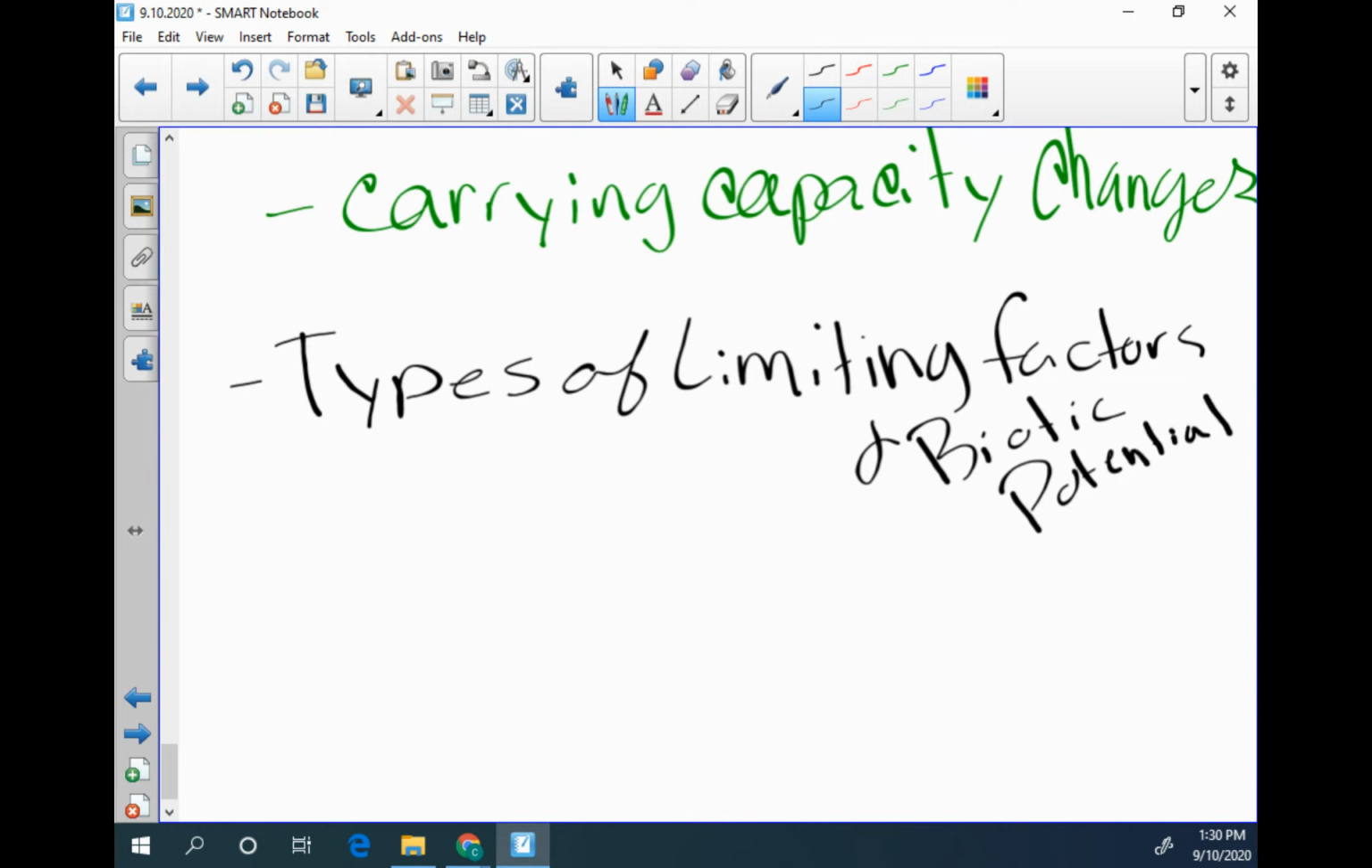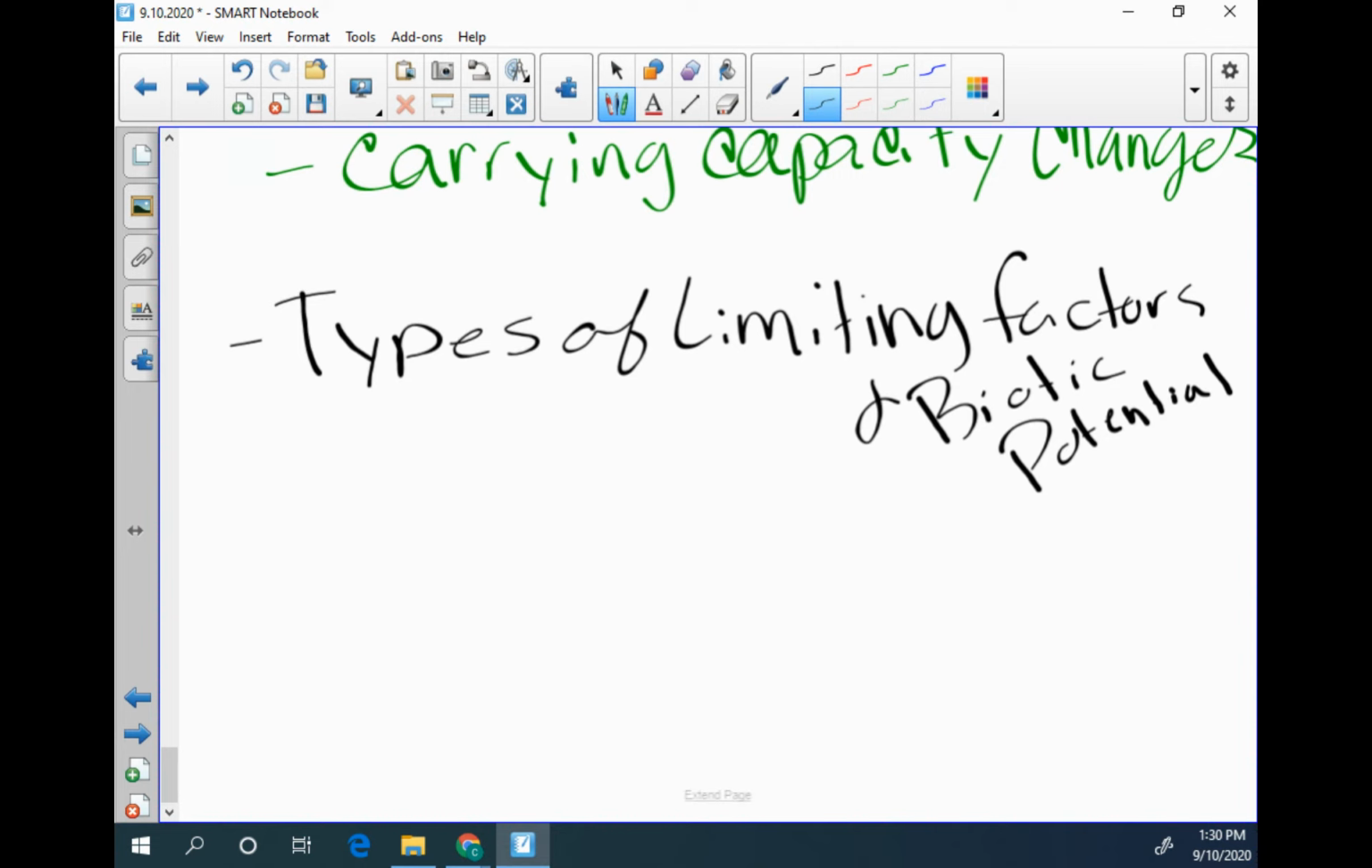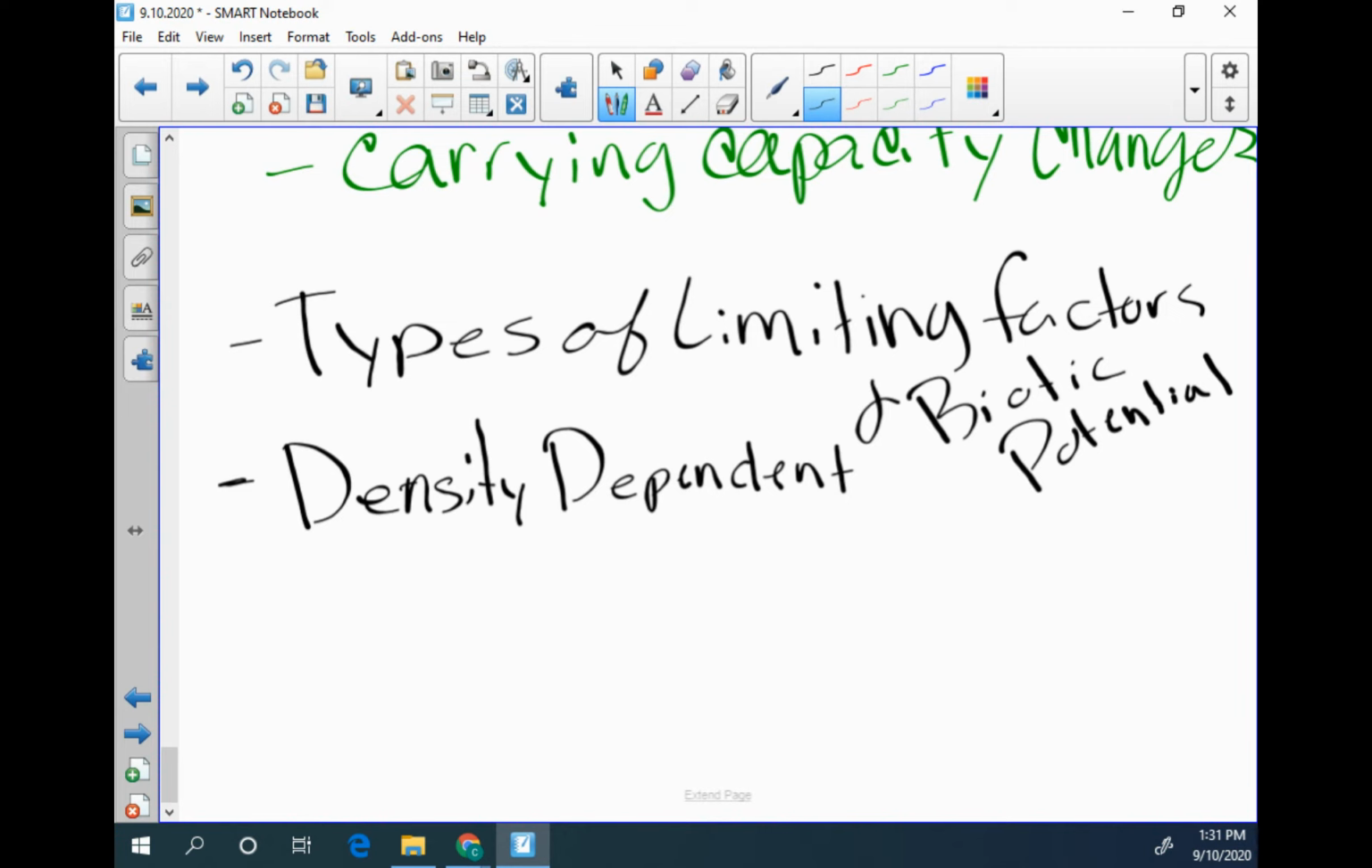There are two types of limiting factors. The first is density dependent. The other one is density independent.